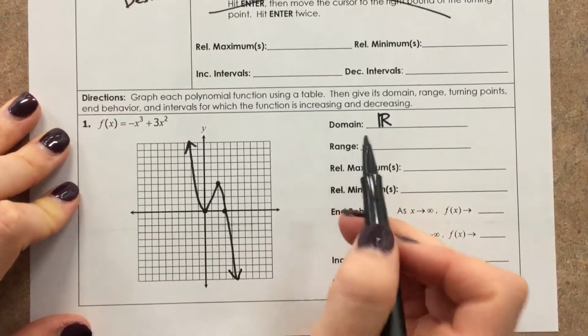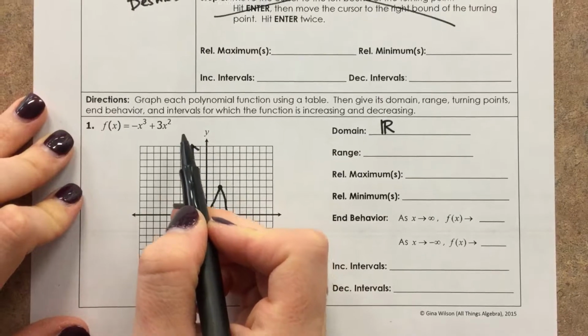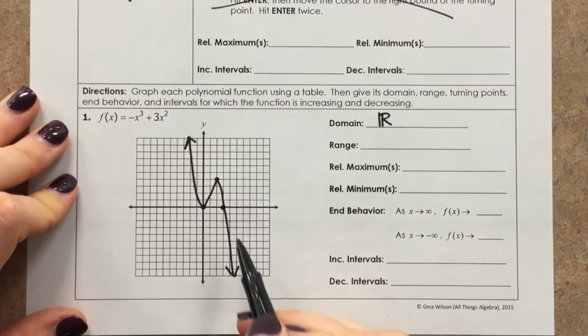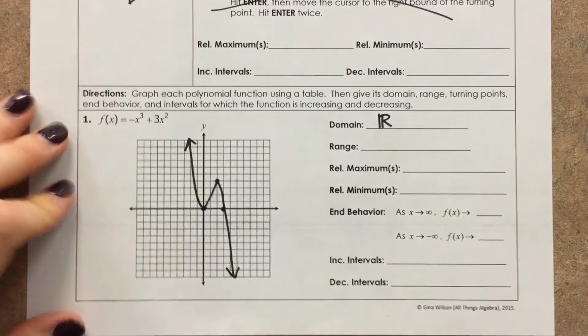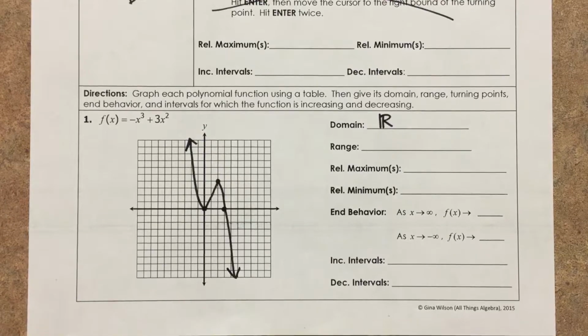Also, a way to think of it is the domain is x's, and x's go left and right. This arrow, if we keep graphing, it keeps going to the left. It's going slowly, but it'll keep going to the left forever. This arrow will keep going to the right forever. So there will never be a lowest or highest x value. They just keep on going.